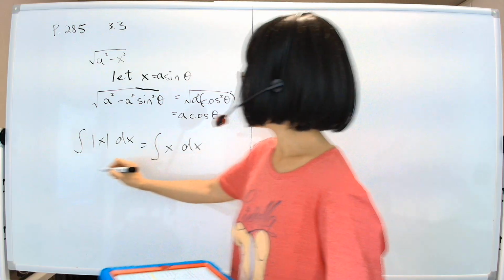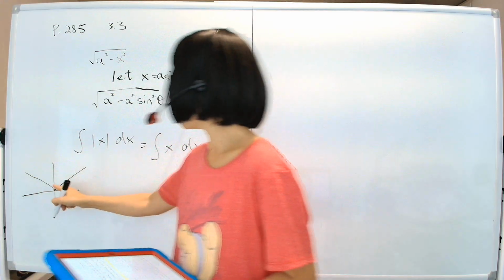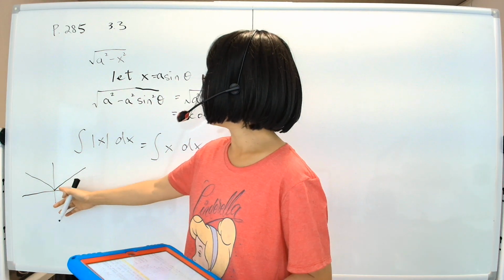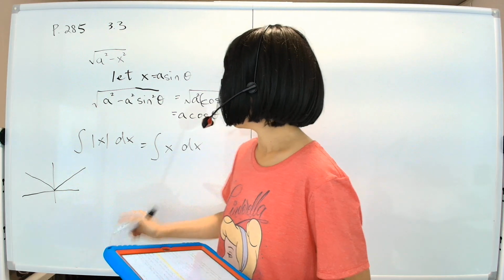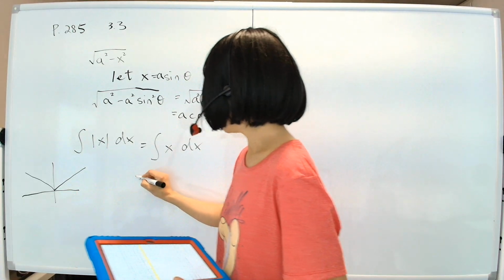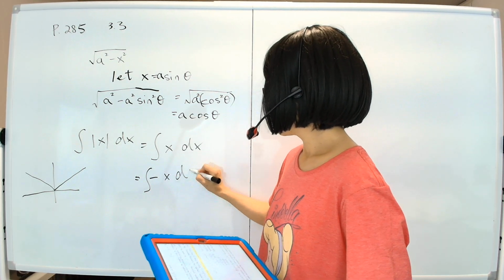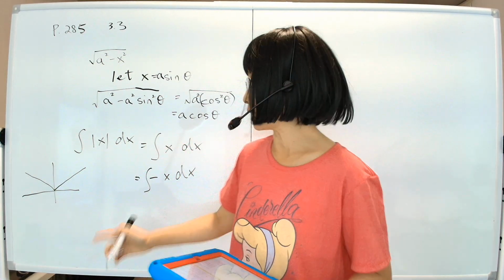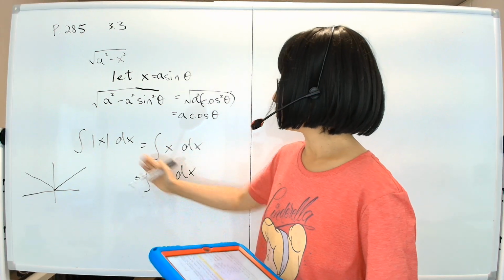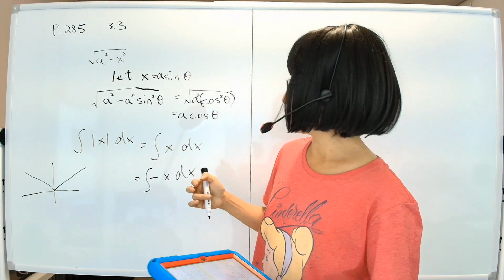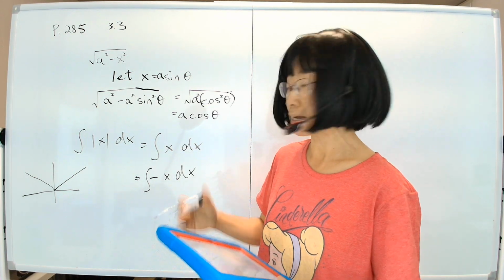Now let me draw the graph of the absolute value of x here. The absolute value of x looks like that. So if you're integrating this part, then that's no difference, just y equals x, that line. But if you're integrating this part, then you have to slap a minus sign in front, because the graph there is identical to y equals minus x. So when you integrate the absolute value, you have to sometimes watch out for what happens when x is negative.